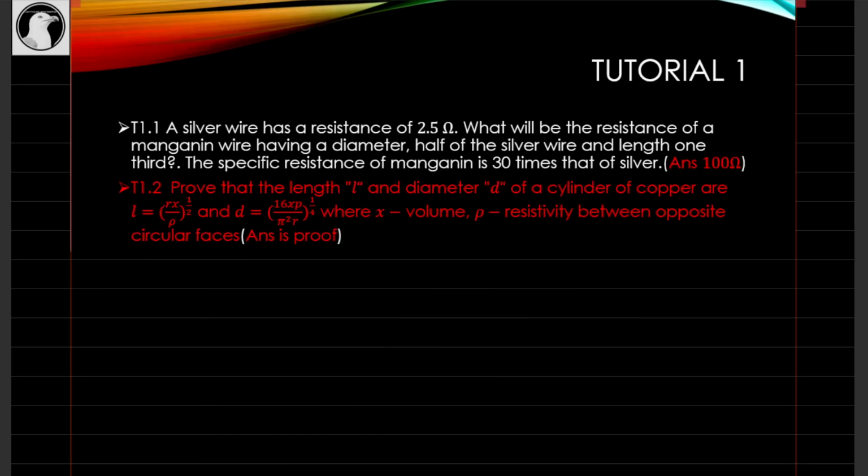And now unfortunately I've run out of time for today, but as you can see, this is the tutorial that I've set up. So number one, it says a silver wire has a resistance of 2.5 ohms. What would be the resistance of a manganese wire having a diameter half of the silver wire and length 1/3? And we are told that the specific resistance of manganese is 30 times that of silver. And I've written down the answer as 100 ohms.